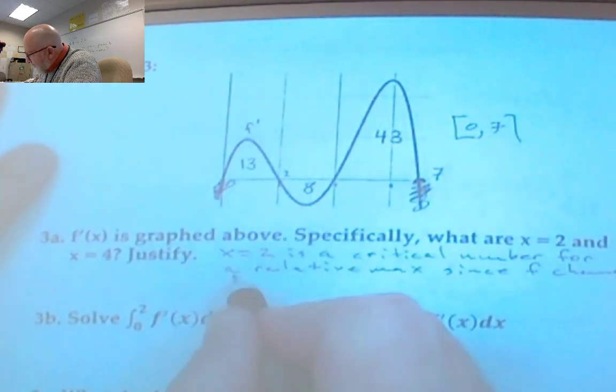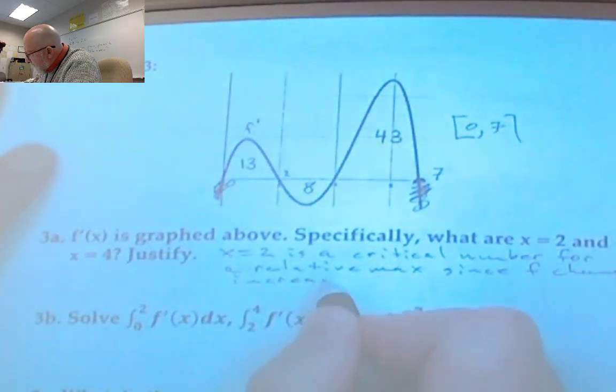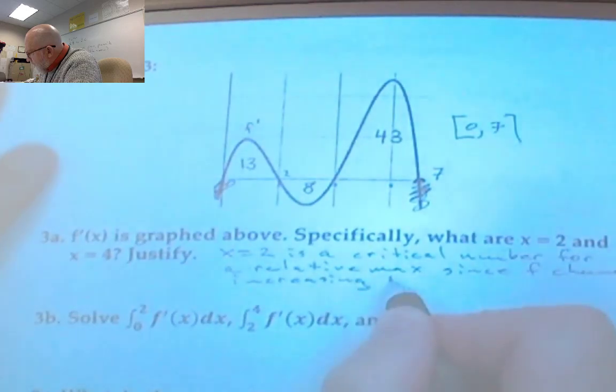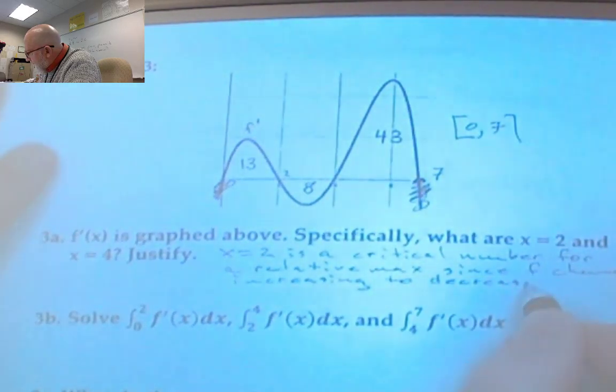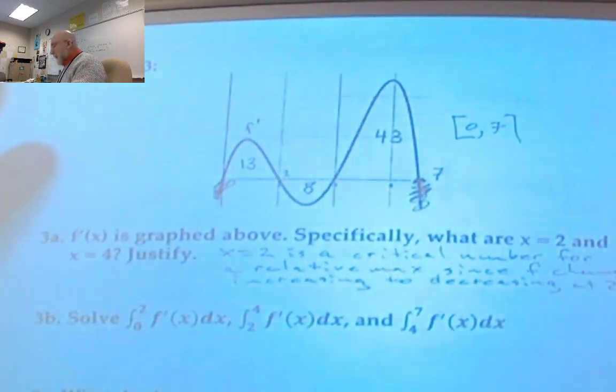You said from increasing to decreasing at 2, right? Okay. Hannah, x equals 4. How is it special?